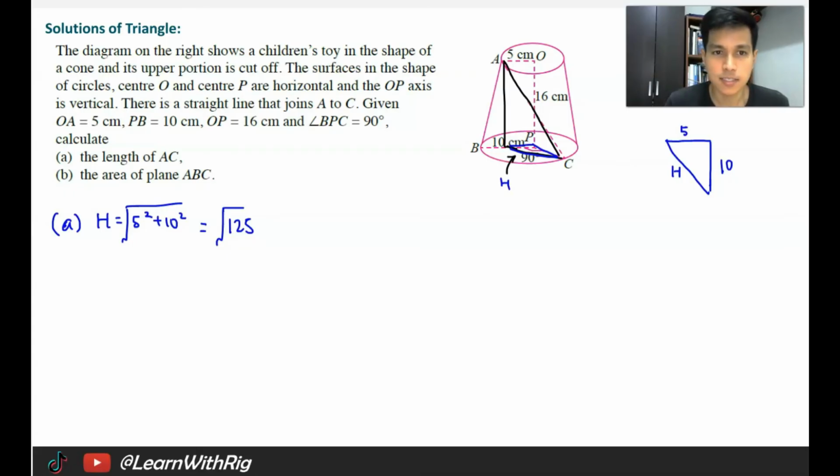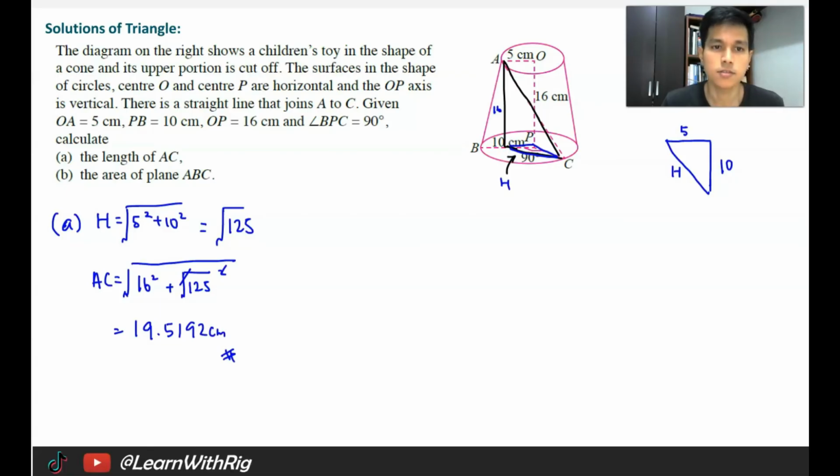Now you want to find AC. So AC would be equal to square root, you can use Pythagoras theorem. So 16 square, because here is 16, right? 16 square plus square root 125 square, then you square root the whole thing. Here you can cancel. So in the end, you should get your answer is 19.5192 cm. This is your answer.